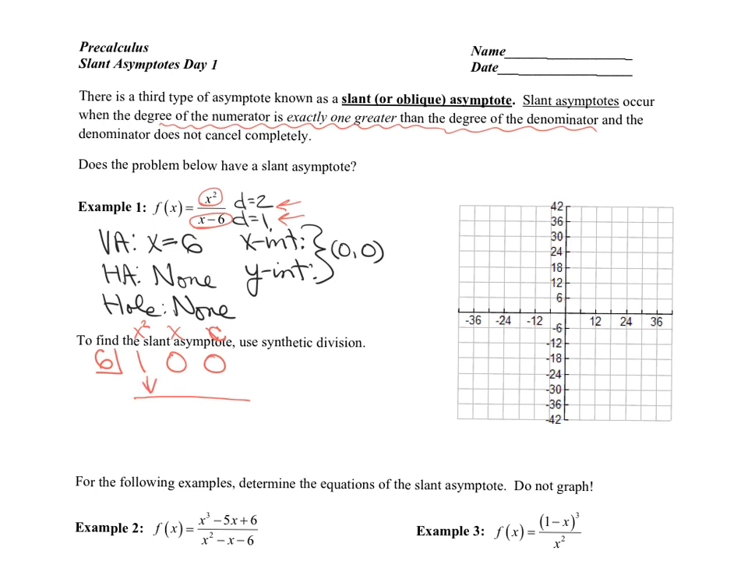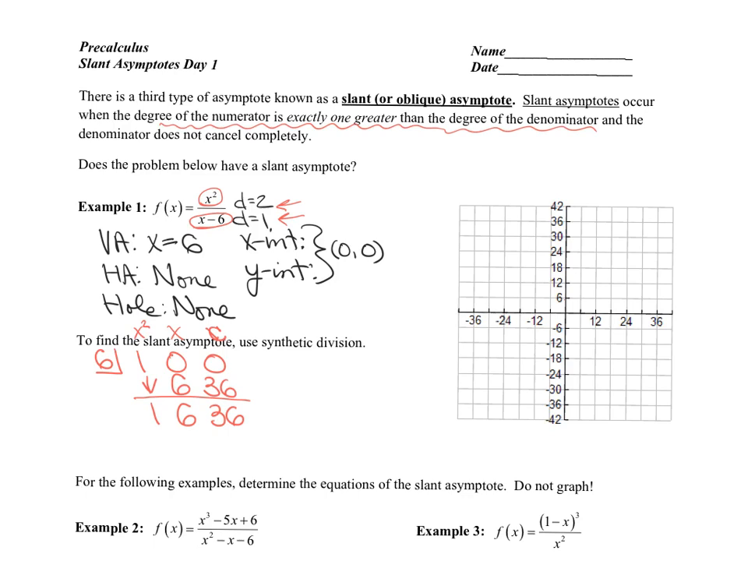So you bring the 1 down, and then you multiply the 1 by the number in the half box. 1 times 6 is 6. Write that here. Add straight down. Multiply the 6 by the number in the half box to get 36. And we add straight down again. We have 1, 6, 36 below the line.